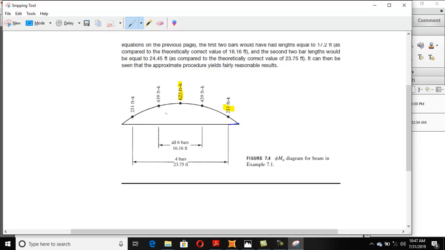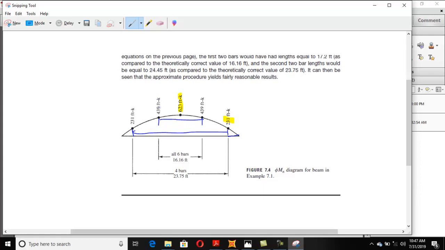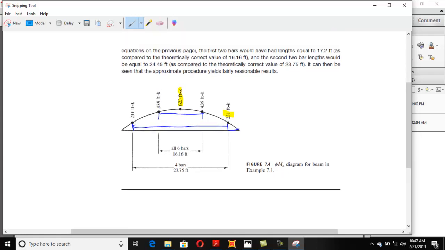Now, the question is how much will be the length of these six bars in between these two points? And how much will be the length of these four bars in between these two points? So you need to determine the length of these bars. If you draw this diagram to scale, you can easily determine this distance. But we don't use a scale here, so we use the moment equation here.